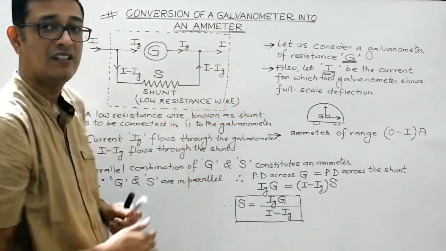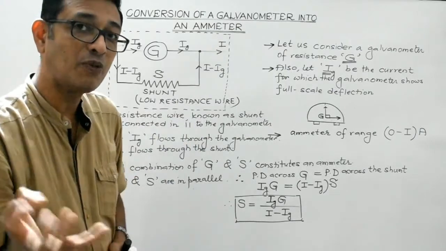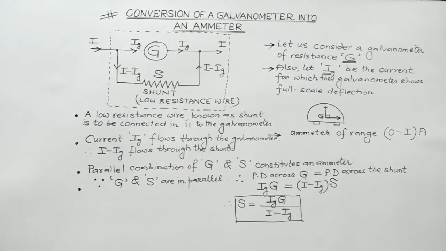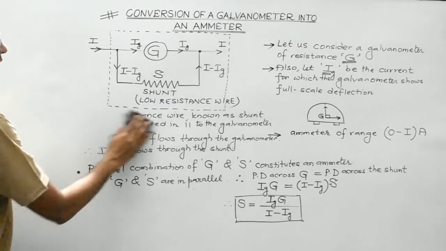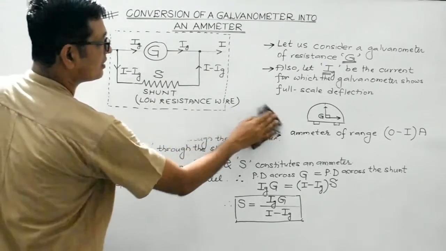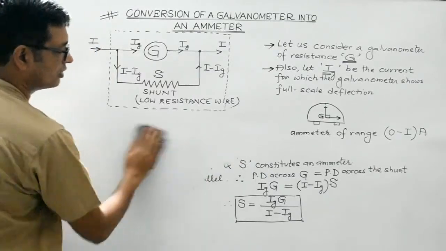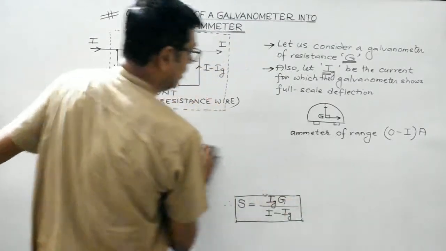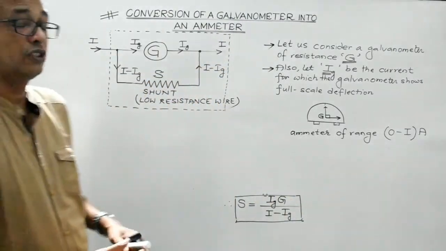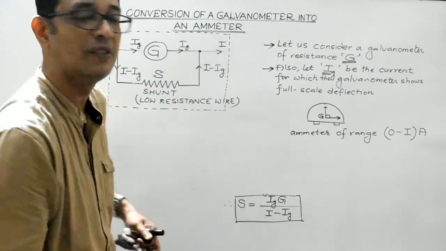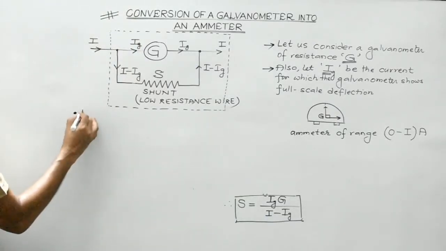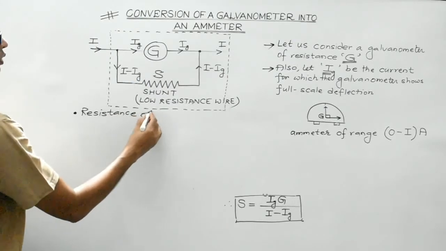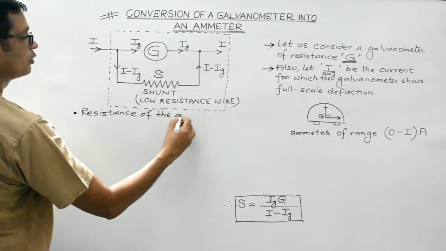There are still some very important points to be discussed, like this parallel combination of galvanometer and shunt constitutes an ammeter. Now what about the net resistance of the ammeter? Right? So let's find out that. So let us find out the resistance of the ammeter so formed. For that, we can use the formula for the law of combination of resistances in parallel, right? So, resistance of the ammeter so obtained.